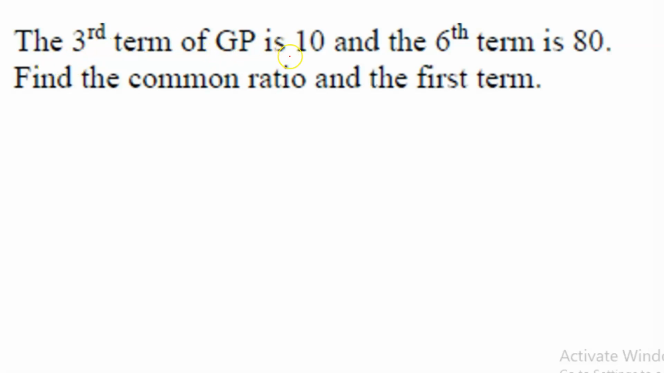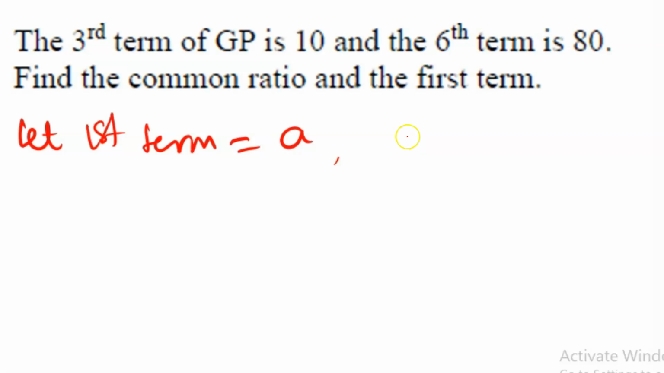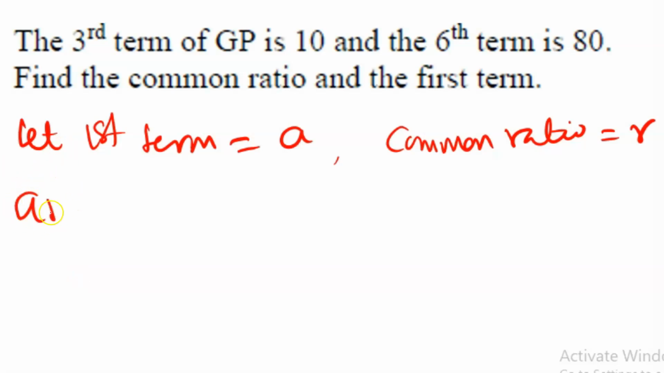The third term of a GP is 10 and the sixth term is 80. We have to find the common ratio and the first term. Okay, so let the first term be equal to a, then the common ratio be equal to r. Okay, the third term. So how do you write the third term?